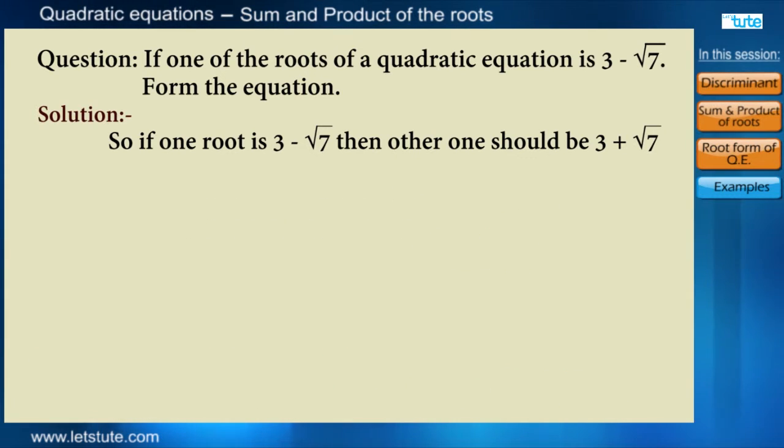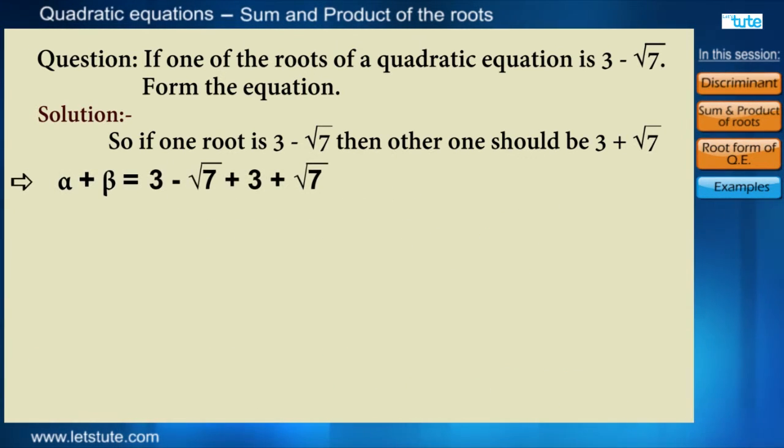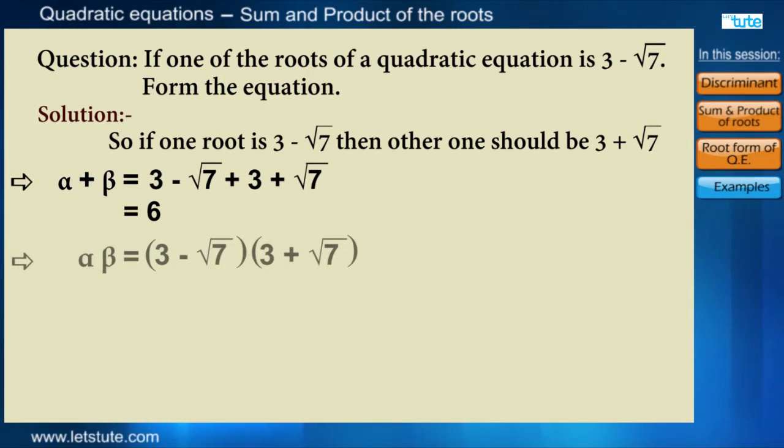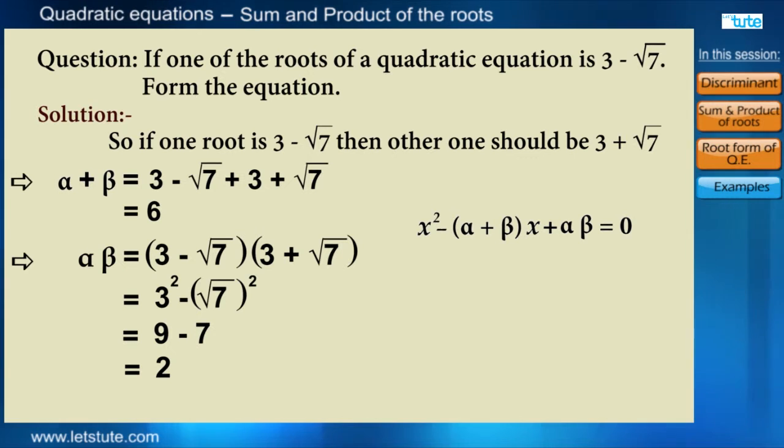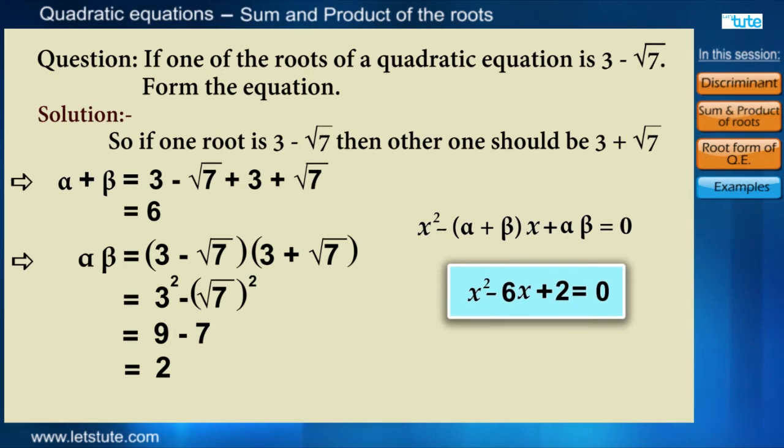Let's go back to our solution. The sum of the roots is 6. And the product of the roots is 2. Now simply we have to put the values in the given form. And we get x square minus 6x plus 2 equal to 0. And if you want to cross check, then try to find out the roots of this quadratic equation.